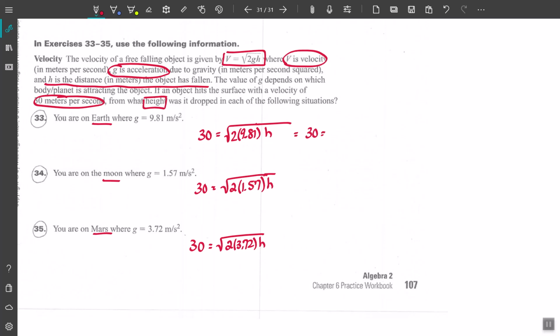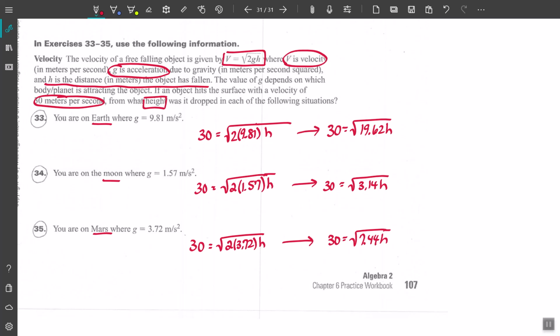So let's do that. I'm just going to come out here to the side on all these. So 30 is going to equal, in this problem, the square root of 2 times 9.81, which is 19.62 h. Out here, that 1.57 and 2 will give us 3.14 h. And then lastly, we'll get a 7.44 when we multiply those two together.